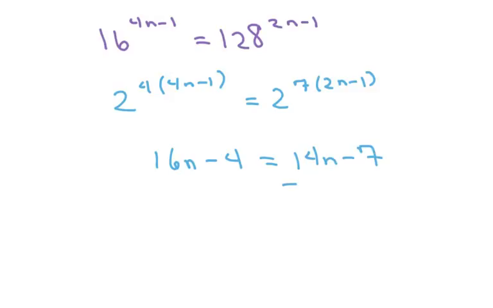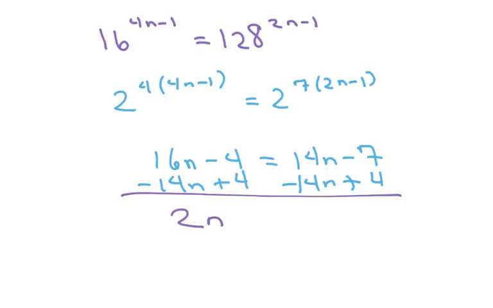I'm going to subtract the 14n from both sides, sorry about that. And I'm going to add 4 to both sides. You're going to get 2n equals negative 3. So n would be negative 3 halves.